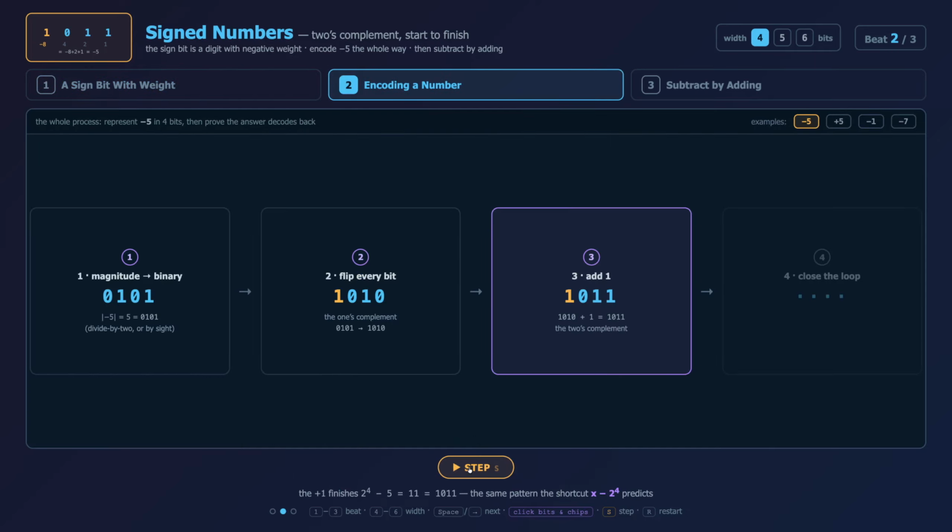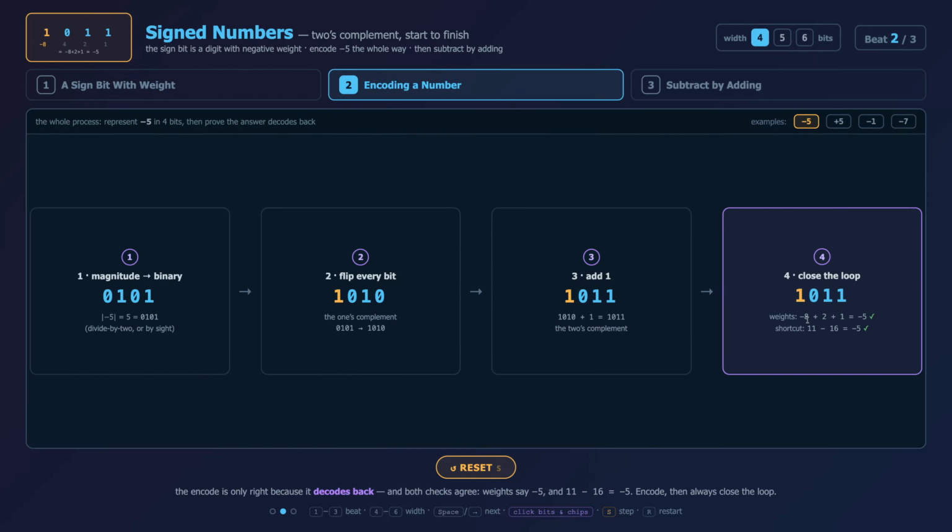A good way to check that is you can take negative 2 to the n. Yeah, that's minus 16. All right, and then 1, 0, 1, 1, that's 8 plus 3 is 11. 11 minus 16 is negative 5. So that's a good way to check your result using a different technique to get to the answer. All right, so I like to close the loop with that and make sure that I got the right answer.